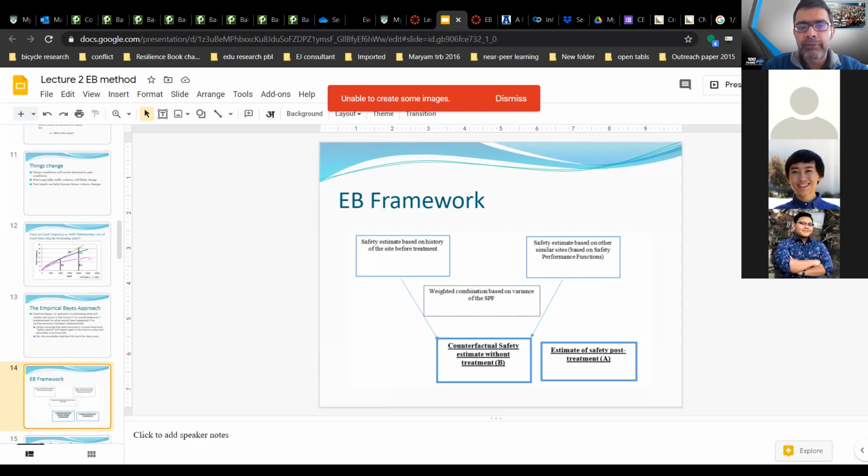So A divided by B equals CMF. Now, obviously, the empirical Bayes approach is just there to help you estimate B. Because A is trivial, right? You just have to go out and count the number of crashes that happened in the after period. So A is pretty easy to get, but B is where most of the action is. And in the next class, we'll learn to estimate B using the tutorial that I posted. And so we'll pick that discussion up in the next class on Tuesday.